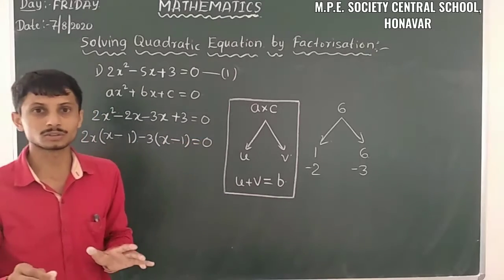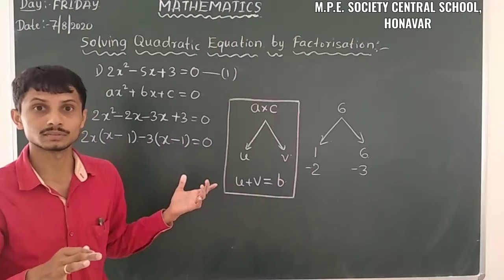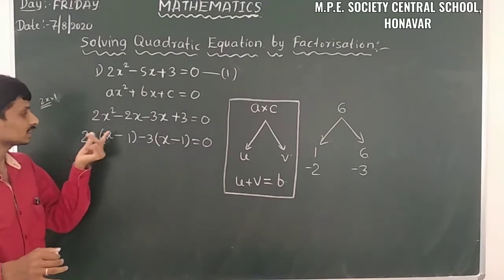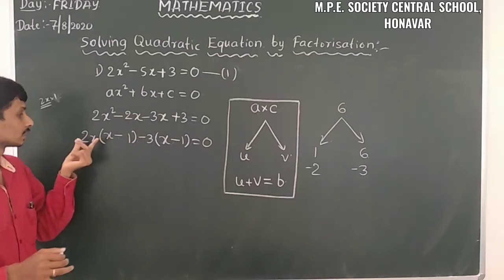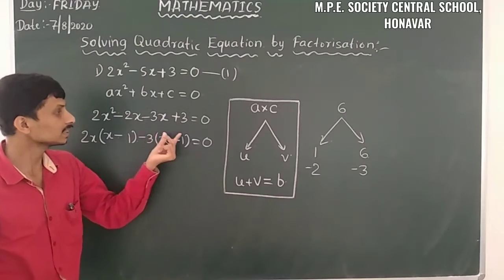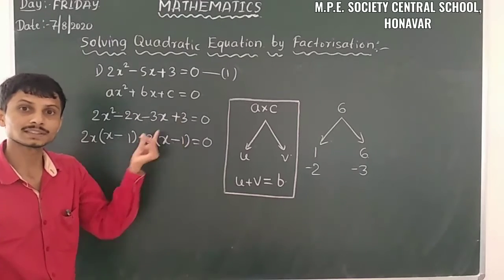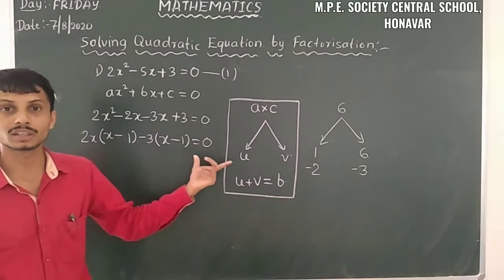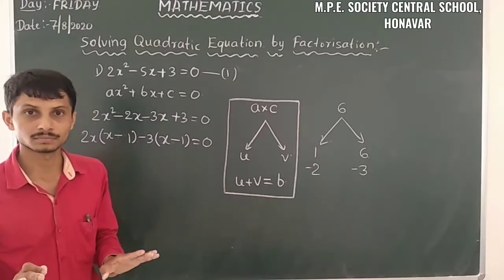If we have further doubts, you have to solve here only. So just observe 2x into x, that means 2x square. 2x into minus 1, it's minus 2x. Then minus 3 into x means minus 3x. Then minus 3 into minus 1, minus into minus plus, 3 into 1, 3. So the value of the equation does not disturb here.